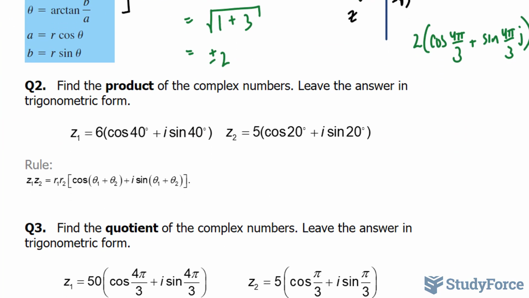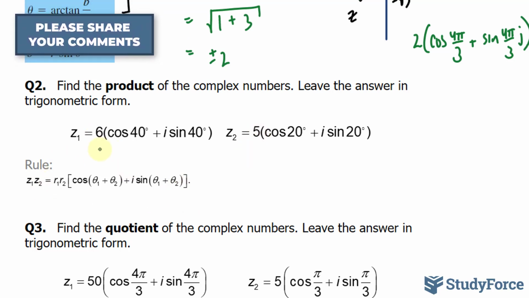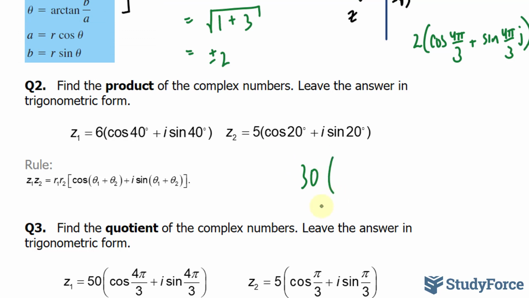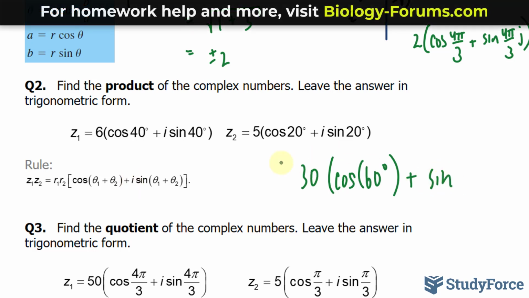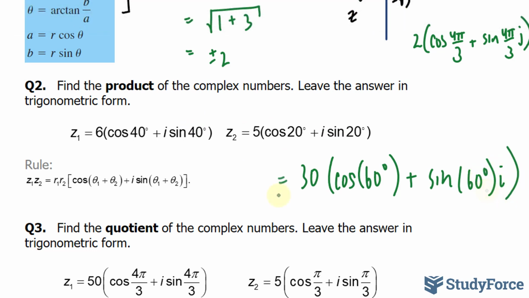Now we can move on to multiplying. To multiply two numbers that are in trigonometric polar form, you use this pattern, where you multiply your r's. 6 times 5 is 30. And then you take your cosine angles, 20 and 40, and add them up. That's equal to 60 degrees. Plus, and notice that this notation uses the letter i, so it's up to you which one you want to use. We'll write down sine of 40 plus 20, that's also 60 degrees, i. That's the product of z1 times z2.